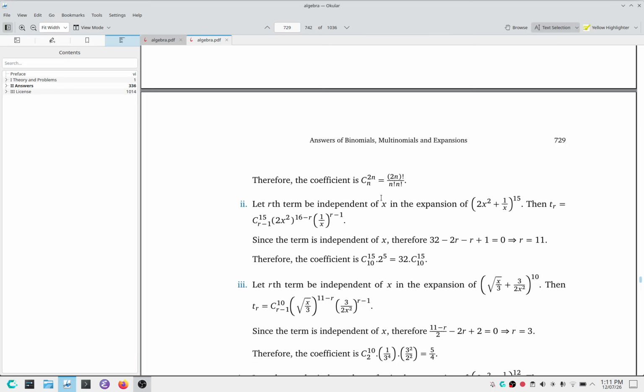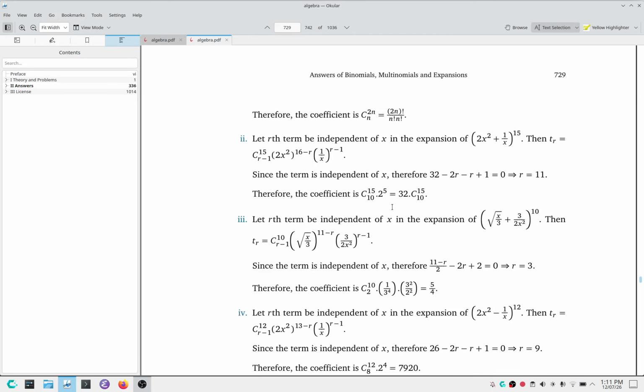Sub question 2 is 2x square plus 1 upon x to the power 15. We follow similarly. The rth term would be 15 c r minus 1 times 2x square raised to the power 16 minus r times 1 upon x raised to the power r minus 1. We add the powers, we get 32 minus 2r minus r plus 1 is equal to 0, that is r is equal to 11. So the coefficient is 2 raised to the power 5 times 15 c 10.